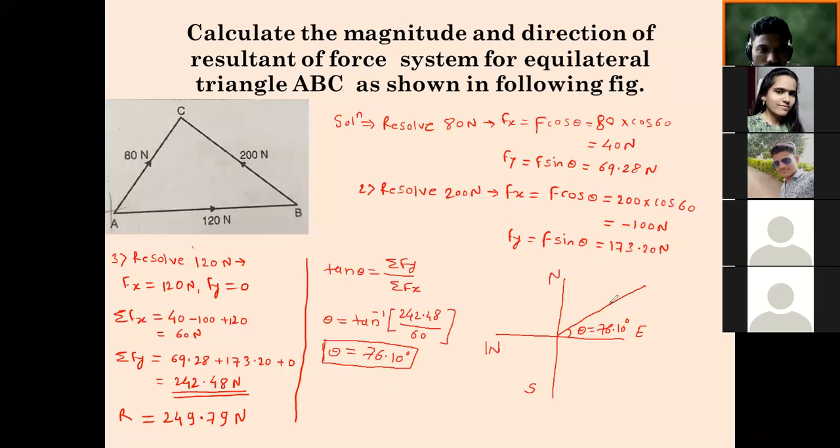We have to check the signs of summation Fx and summation Fy. So how are they? Both positive. Both positive means which quadrant it will be? First quadrant. So the arrow of resultant, whether it will be in upward direction or downward direction? Upward direction. So it will be something like this, upward direction, and here I have to write R is equal to whatever value I got. How much is it? 249.79 Newton, like this. So this problem ends here.